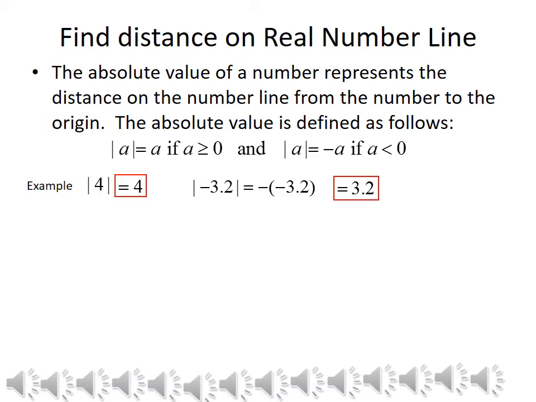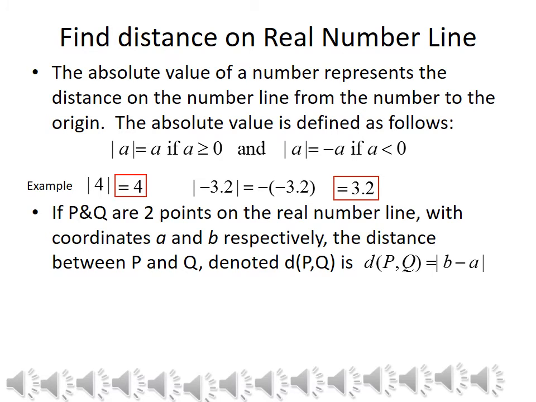Since absolute value represents the distance on the number line and distance is always positive, the absolute value will always be positive. Further, if P and Q are 2 points on the real number line with coordinates little a and little b respectively, the distance between those points, P and Q, denoted d of P, Q, is defined as follows. The distance between P and Q is equal to the absolute value of b minus a.